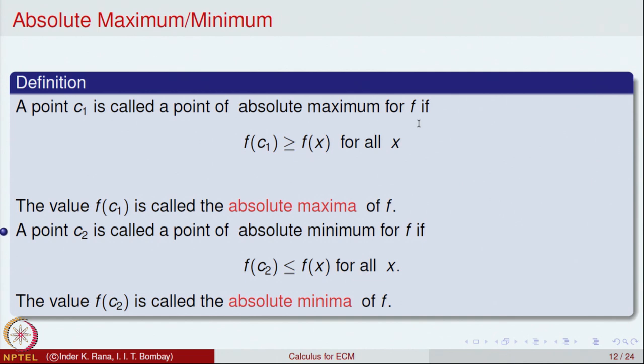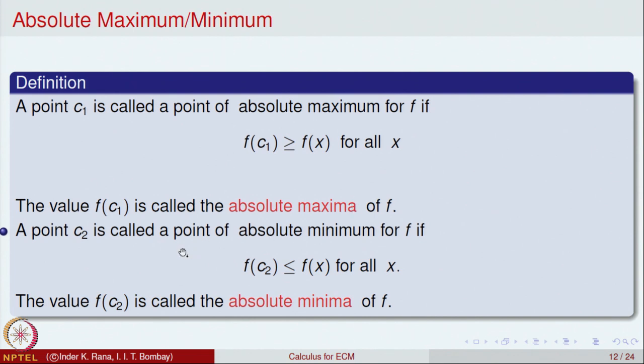Whatever its domain may be. So, if f of C1, the value at the point C1, is bigger than f of x for all x in the domain of the function, whatever be the domain of the function, right. And the value f of C1 is called the absolute maxima of the function. So, the point is called the point of absolute maximum, and the value that the function takes, the largest value of the function, is called the absolute maxima of the function.